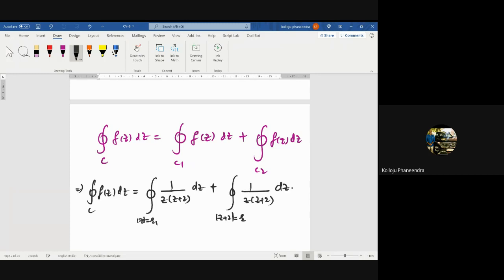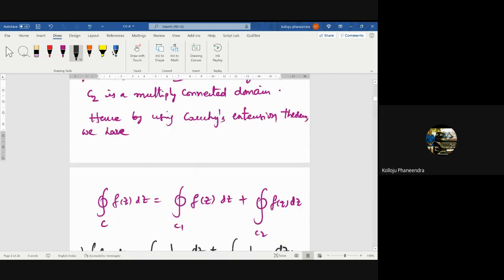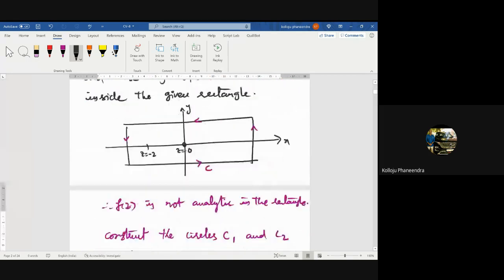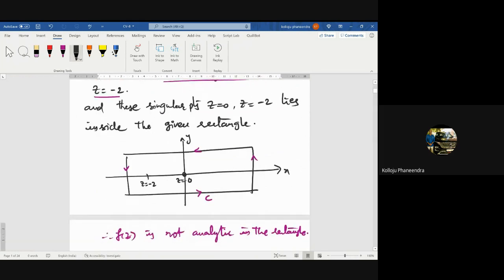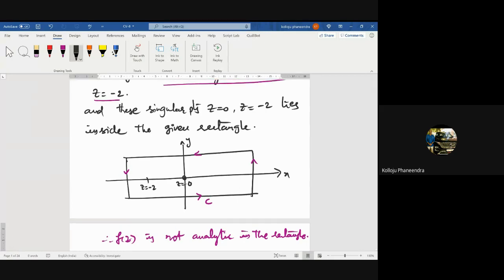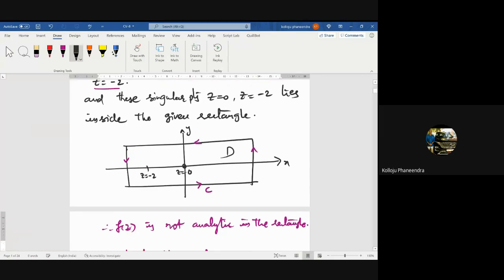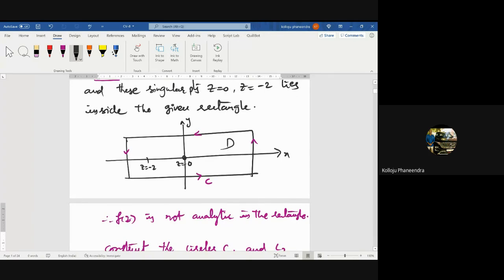Any doubts? Once again, f of z is this one. Clearly, it is not analytic at z equal to 0 and z equal to minus 2. And in the problem, it is given these two points lie inside the rectangle, that is inside the domain D. And I have to apply Cauchy's extension theorem, not Cauchy's integral formula. We can solve this problem by using Cauchy integral formula also.